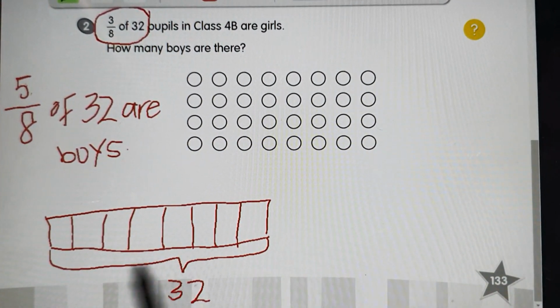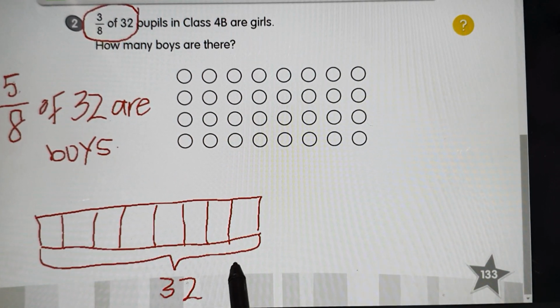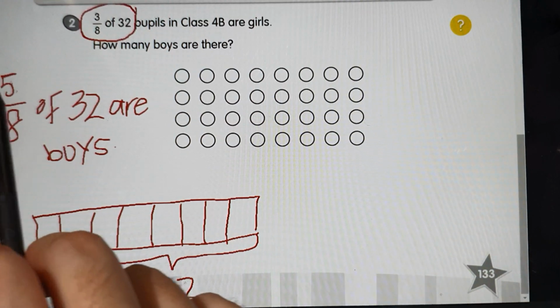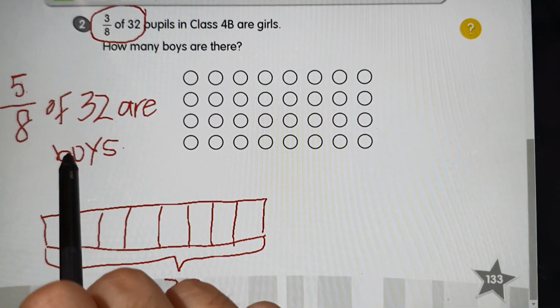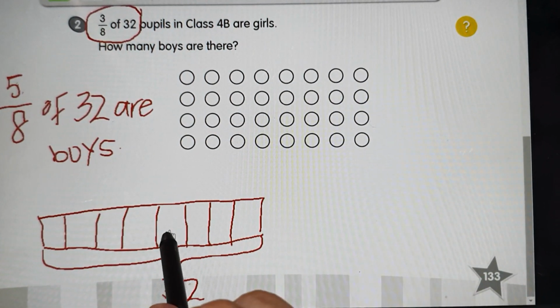Okay, and how many units out of these 8 units represents your boys? Yes, 5 units, because 5 out of 8 of 32. So 1, 2, 3, 4, 5.